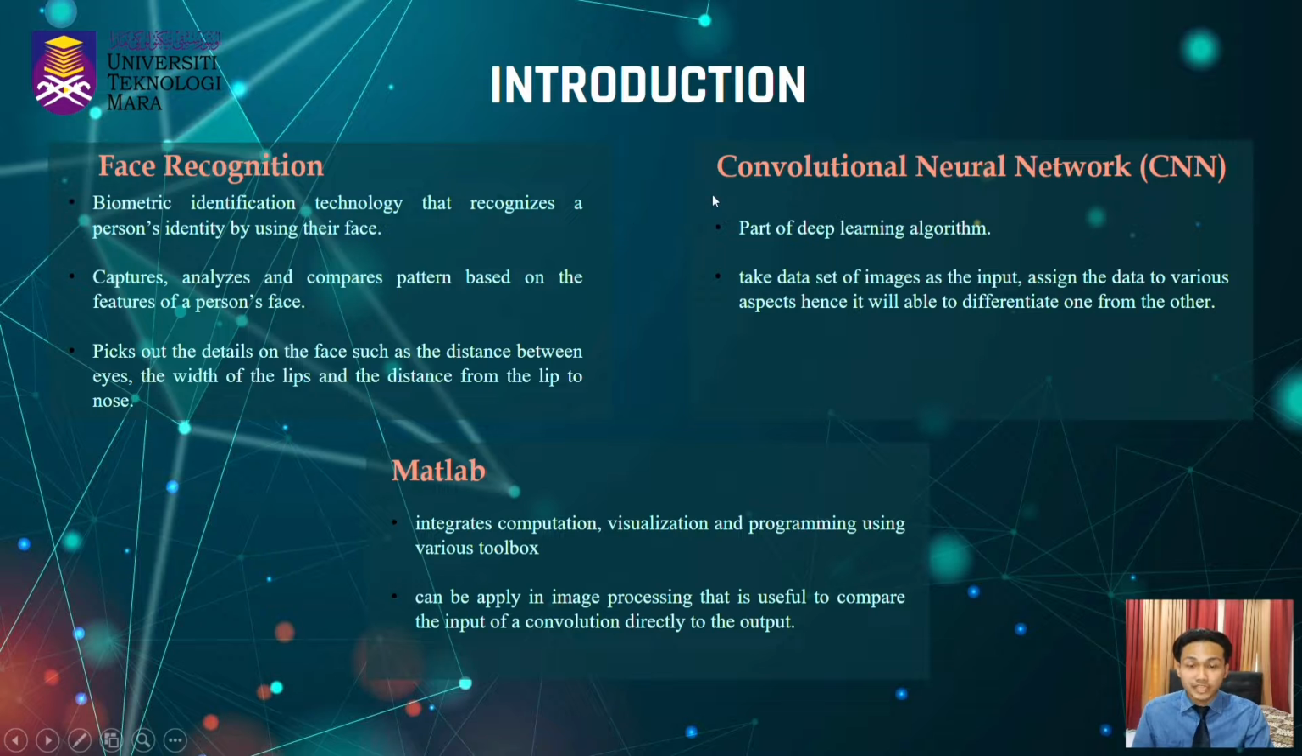So in my project, I'm using convolutional neural network as the mathematical algorithm, and as we know, convolutional neural network consists of three layers that are input layers, middle layer, and the output layer. The software that I'm using for this project is MATLAB. I'm using this software because it has built-in convolution function and 2D convolution function. 2D convolution function can be applied in image processing that is useful to compare the input of the convolution directly to the output.